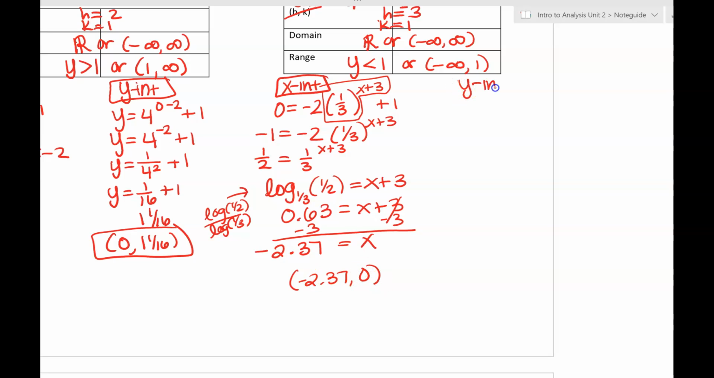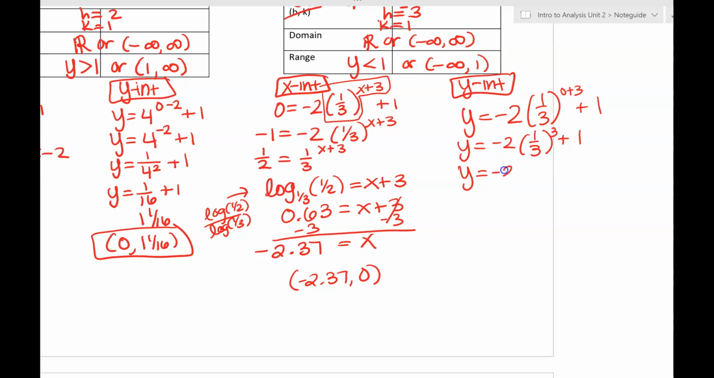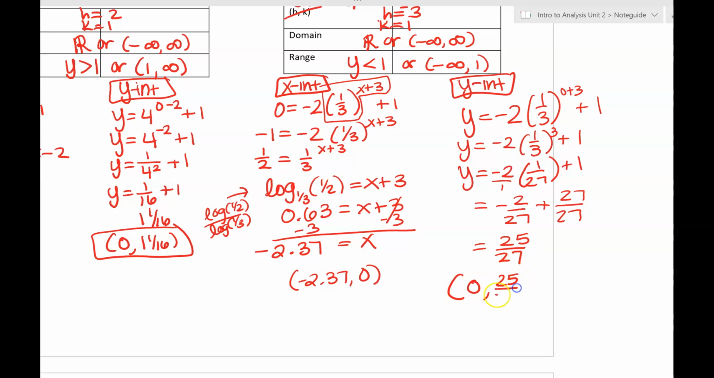And then my y-intercept will set x equal to 0 and find y. So I will plug in 0 for x. That will give me 1/3 to the 3rd power. And 1/3 to the 3rd power is 1/27. When I multiply that by -2, that gives me negative 2/27. And again, I'm going to think of 1 as 27/27 to have that common denominator. And this will give me 25/27. And so then I have this y-intercept.